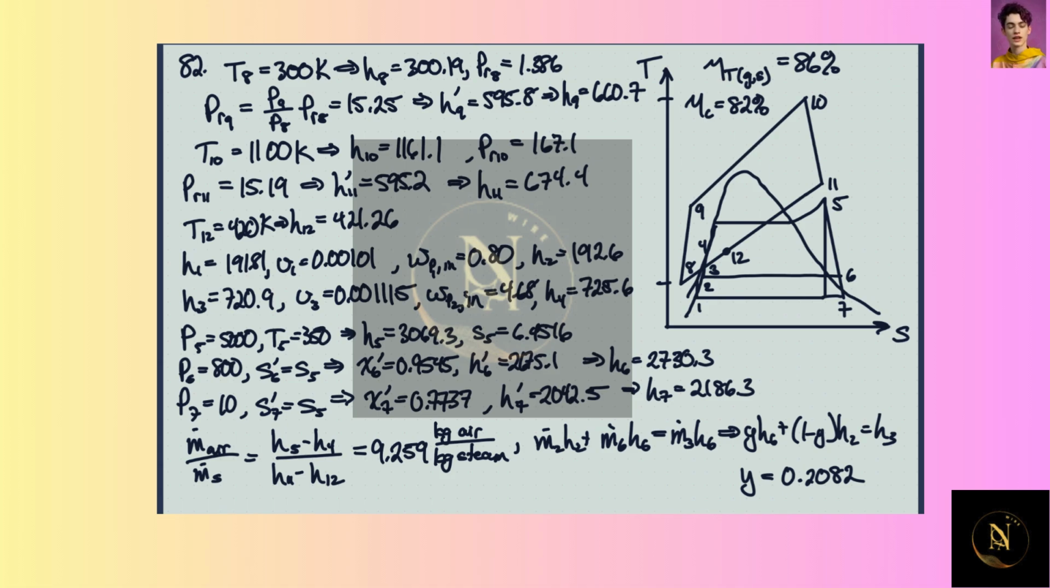We can now move on and get the ratio of the mass flows in the gas and the steam cycles. That's just looking at an energy balance on the heat exchanger. And we do that, we get about 9.26 kilograms of air per kilogram of steam. Now we can do an energy balance on the feedwater heater, and we can figure out that we're bleeding off about 20.8% of the steam.